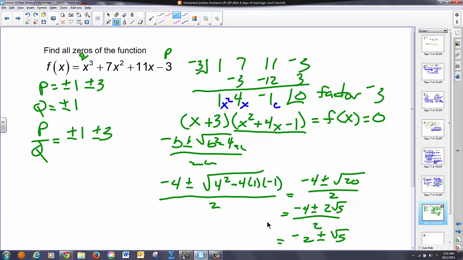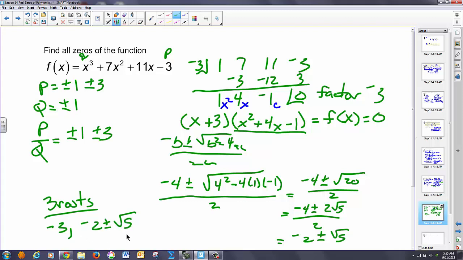So I actually have 3 roots, one of which is rational, and that being at negative 3. And then I have negative 2 plus or minus root 5 as my other 2 roots. However, this is not rational, and the only way you're going to get that is by showing the factored form, having it reduced to a quadratic, and then using the quadratic formula to find that irrational root.